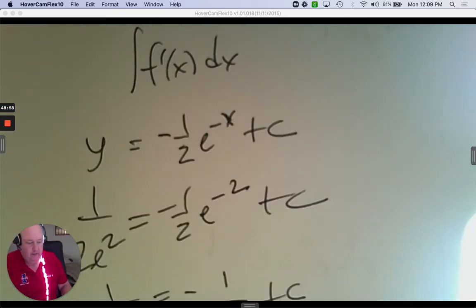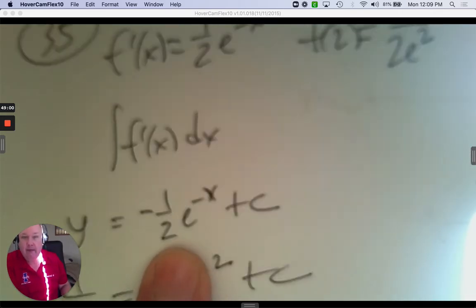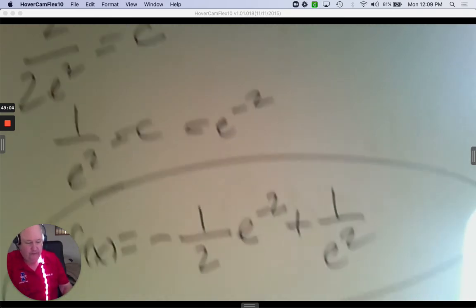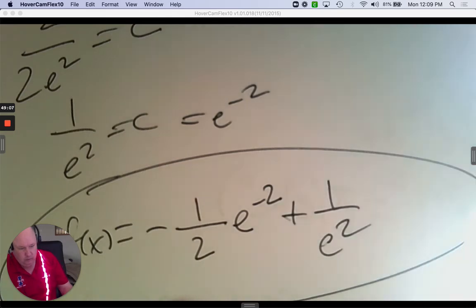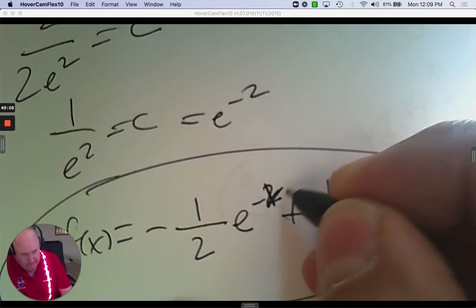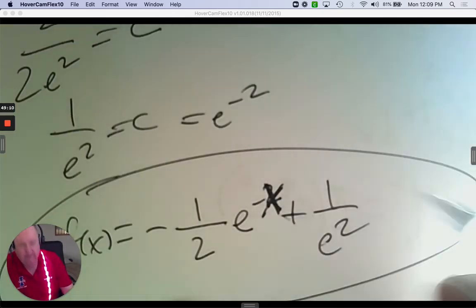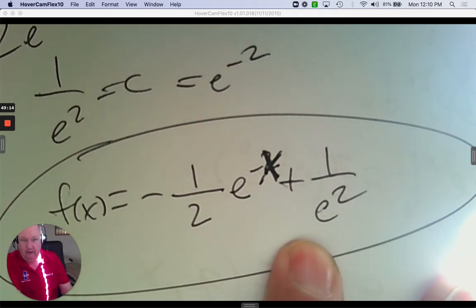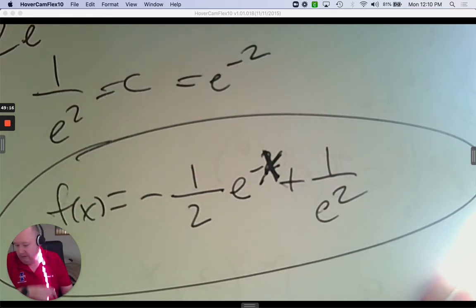Remember from here, negative 1/2 e to the negative x. All the other work was to find c. Oops, this should be x then, shouldn't it? So negative 1/2 e to the negative x, and then our c was 1 over e squared. All right, 36, 2 left.